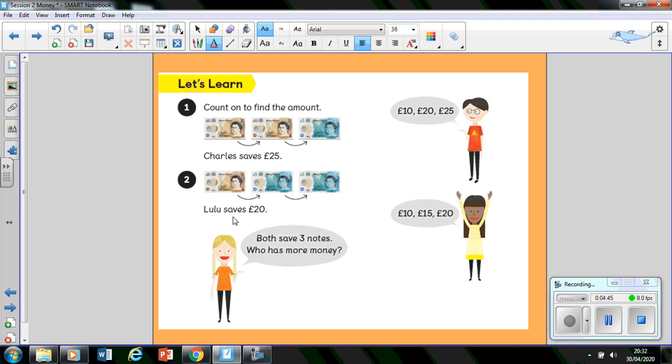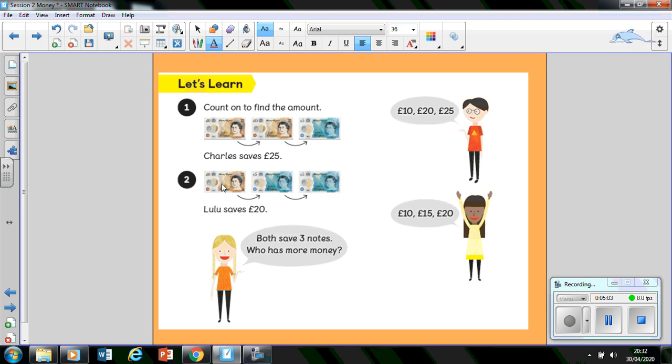Likewise, I'm going to do the same for Lulu. I'm going to start with the biggest note first, or the biggest value first. So the £10 is the biggest value. So I'm going to put that first. And then I'm going to group the smaller ones, which are the £5 notes, after.